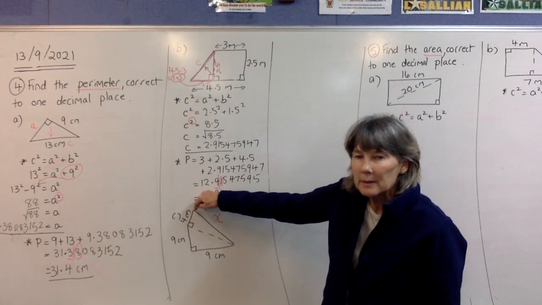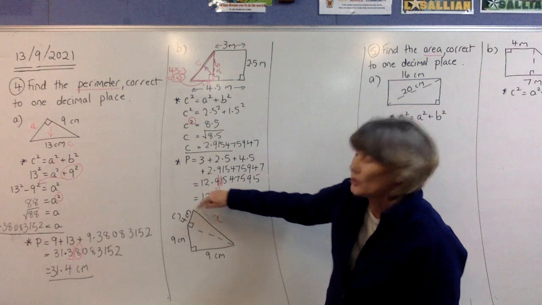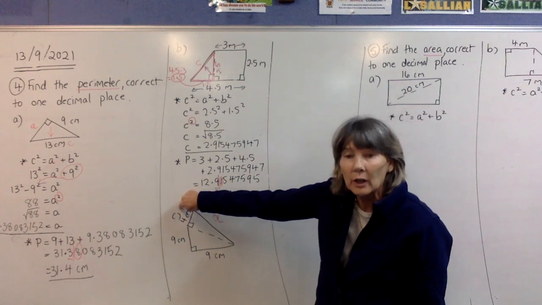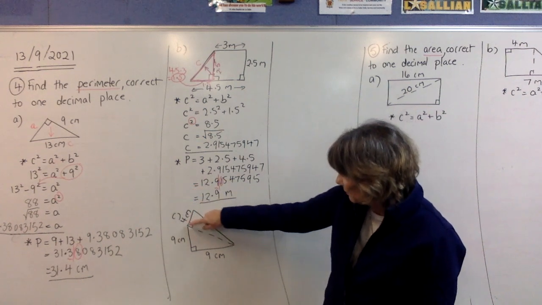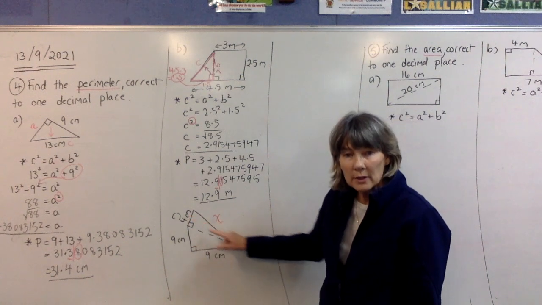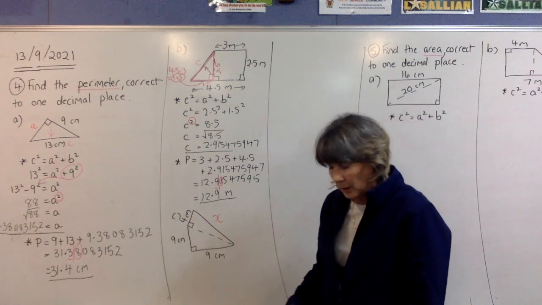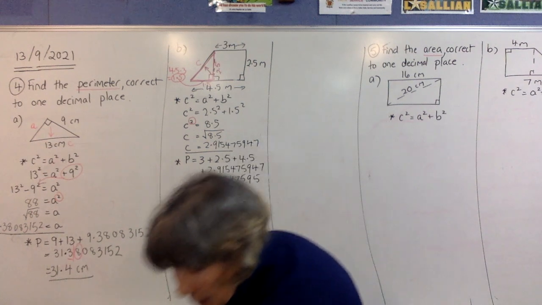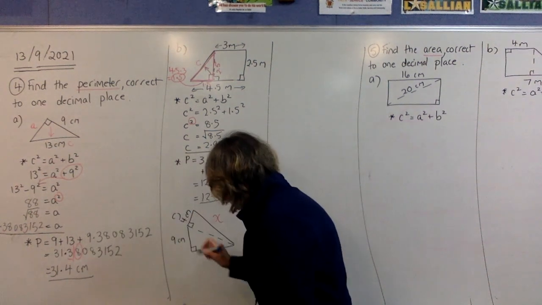But the problem is, we don't have much information about that triangle. We've only got one side. We don't have this one. So we're going to think, all right, well, how can we find this side? Well, that side is part of this triangle. So we're going to start our working down here at this bottom right-angled triangle.